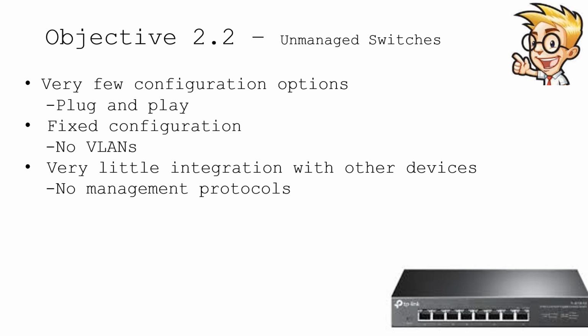There's also very little integration with other protocols or other devices. In an earlier video, we described the Simple Network Management Protocol, or SNMP. Network administrators often use SNMP to query devices on their network to check performance or any type of errors. An unmanaged switch commonly has no SNMP capabilities, so although you could connect to it on your network, there would be no way to pull or query information from the device.